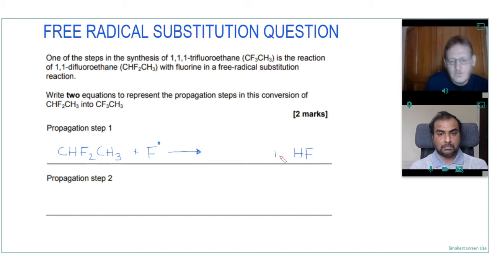And therefore our free radical has lost a hydrogen, but we've got to be careful where it's lost it from, because there's two places we could lose it from, the CHF2 or the CH3. But if we look at our product, we can see we're losing the hydrogen from the first carbon and not the second carbon. So our free radical would be CF2CH3, and that's our free radical that will be used in the second propagation step.